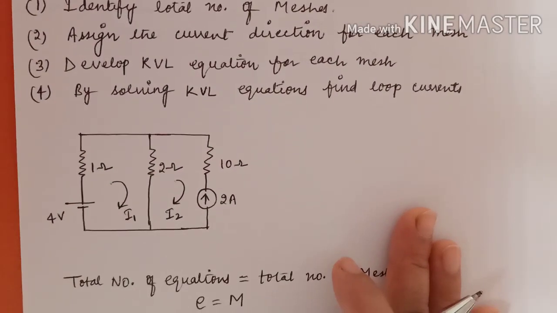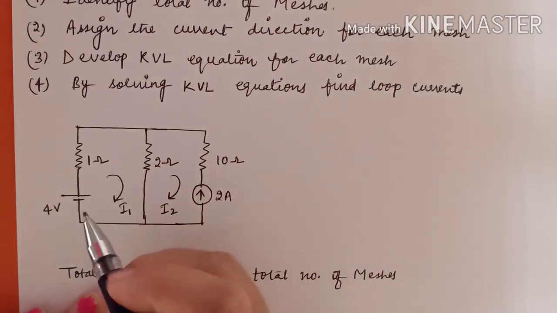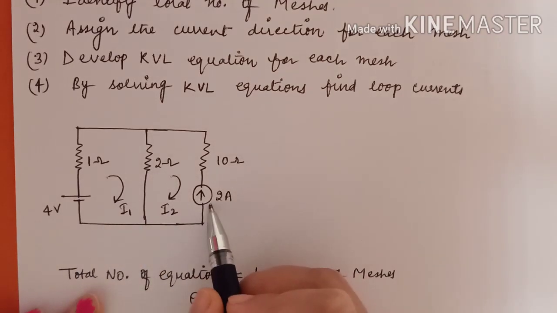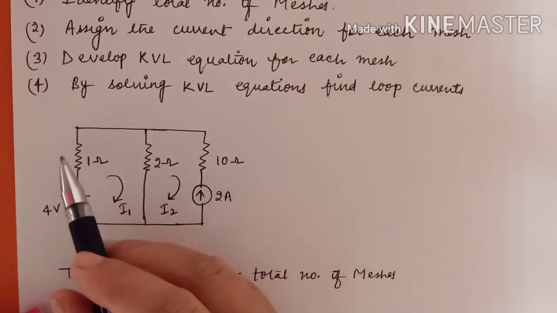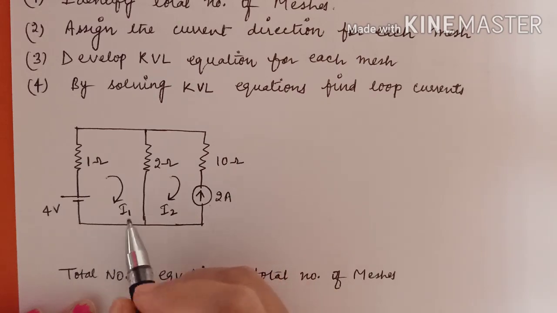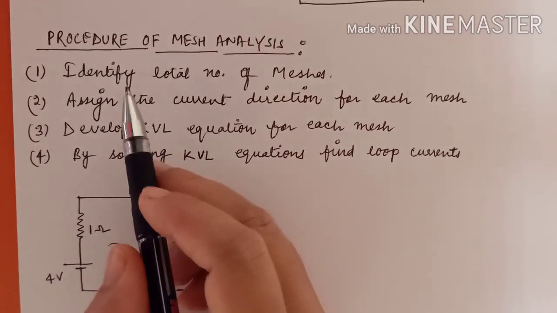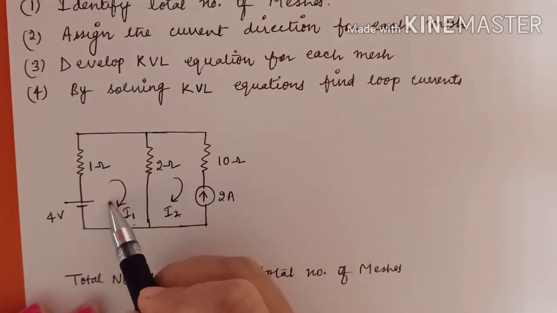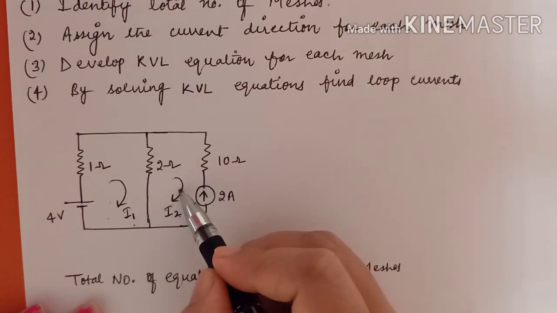For example, here is one example I have taken. In this example, two sources are present. One is a voltage source, another is a current source, and there are three resistors. Let's say I am going to apply the mesh analysis and find I1 and I2. So the first step is to identify the total number of meshes. So here two meshes are there. One mesh is this one, because this is one loop, and this is another loop. So this is another mesh.